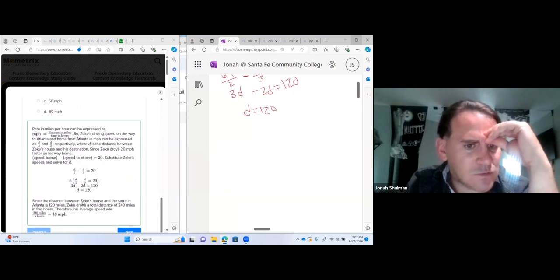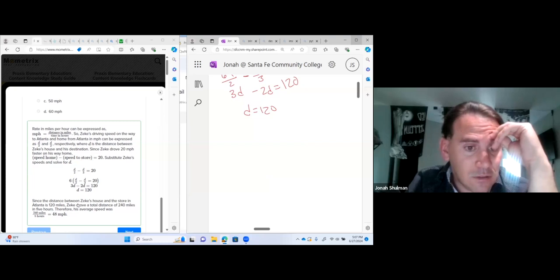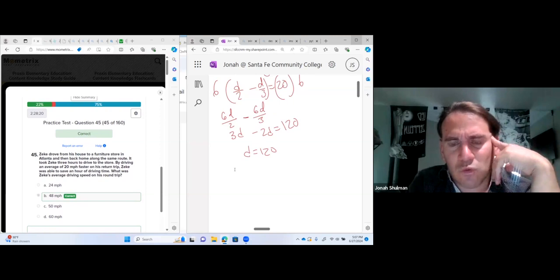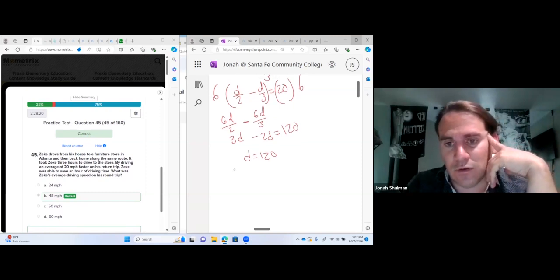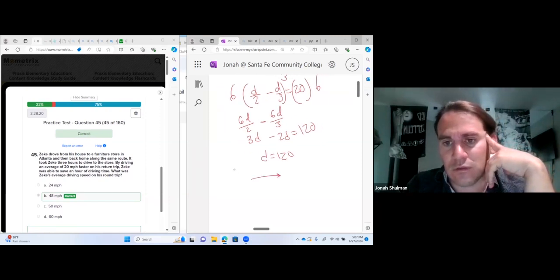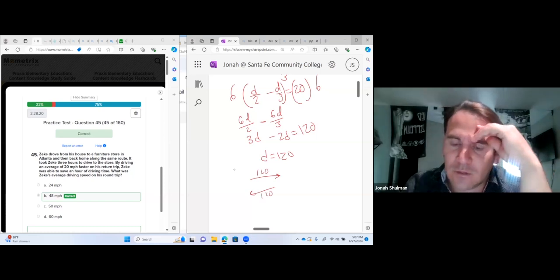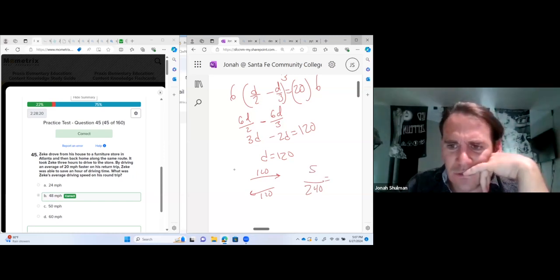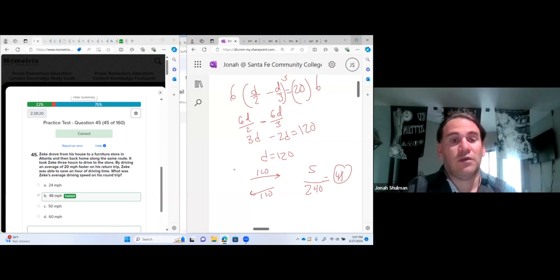And since the distance between the house and the store in Atlanta is 120 miles, he drove a total of 240. Oh, okay. So this is just one distance, but we have to double it for going back and forth. That's 120 there, 120 home. So that's 240 divided by the 5 hours. No wonder why it was so strange. So it's 48 miles per hour. I just took a good guess based on the values.